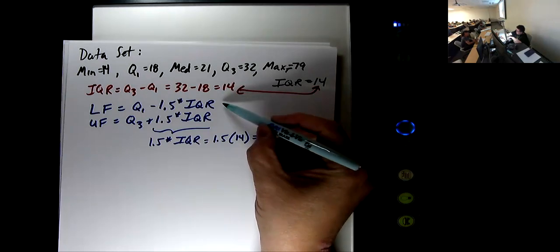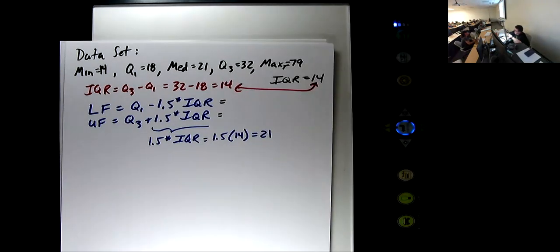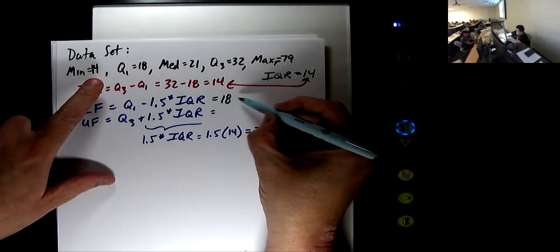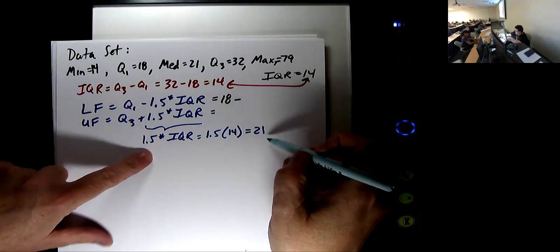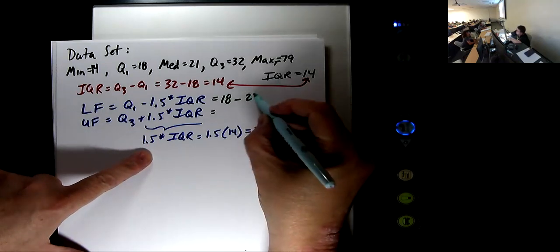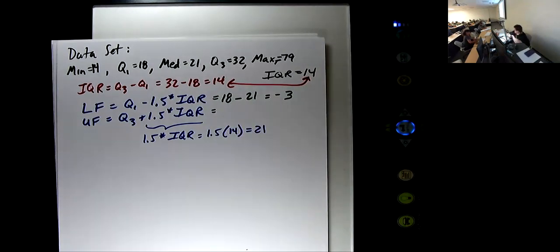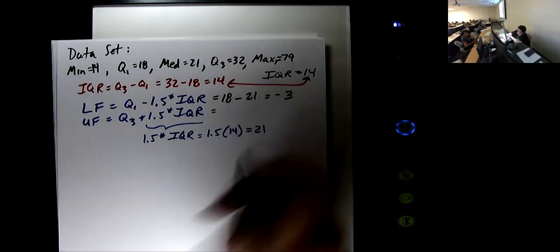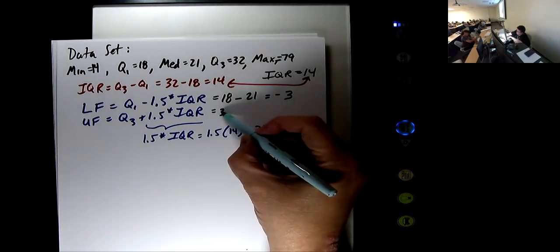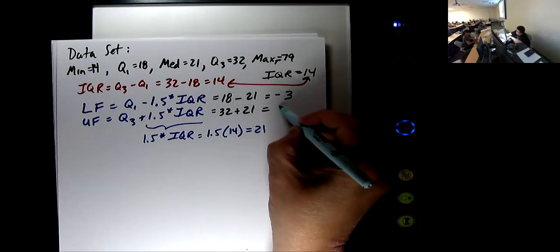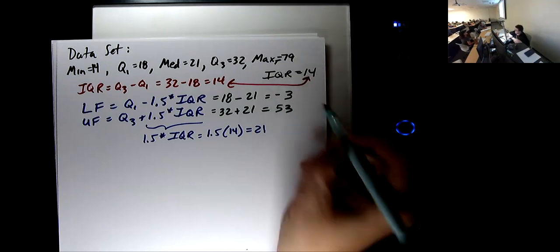So I'm going to fill in the stuff that I have for lower fence and upper fence. Q1 was given to me as 18. And I've already calculated 1.5 IQR is 21. 18 minus 21 is -3. Q3 was 32. And now I'm gonna add 1.5 IQR. 32 plus 21 is 53.